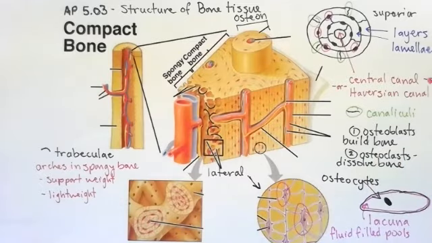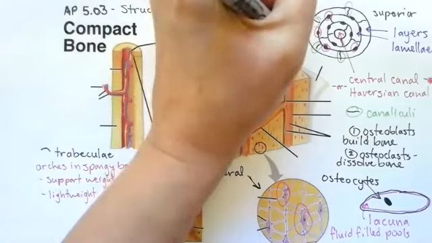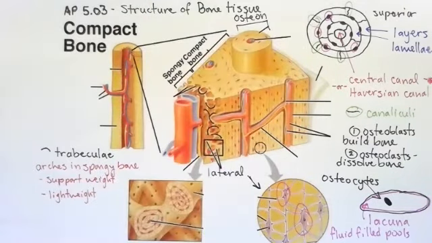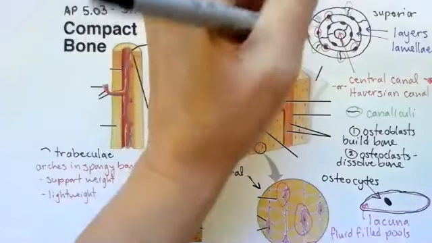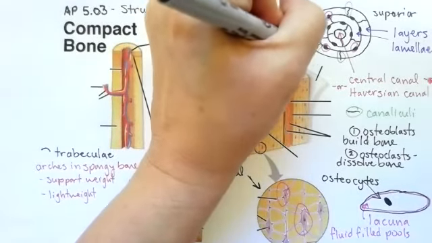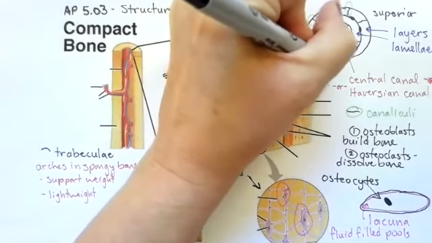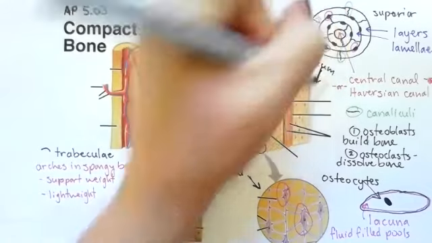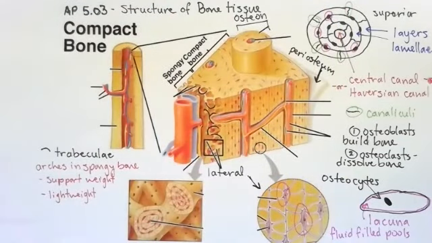Before we talk a little bit more about this, I can see I forgot something. I wanted to label the periosteum up here. So let's do periosteum. I'm just going to do it in black. That's this membrane that's peeled back.